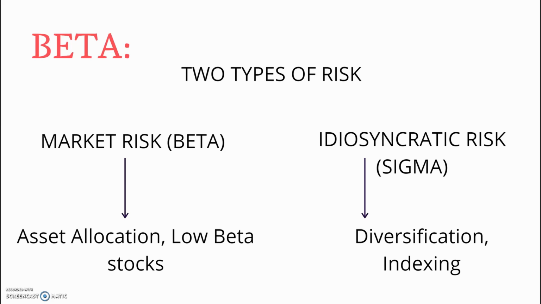Eliminating idiosyncratic risk can be done through proper diversification or indexing. Eliminating market risk isn't necessarily possible, but can be lowered through asset allocation and picking lower beta stocks.